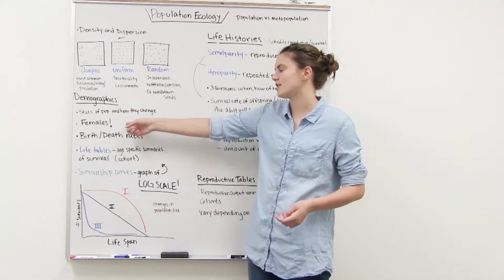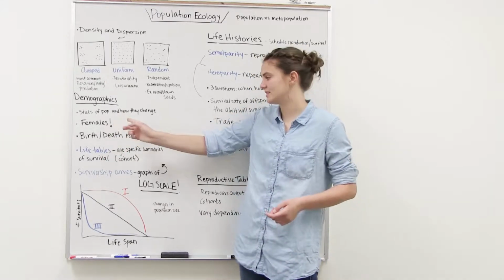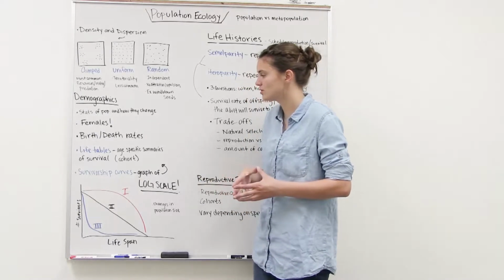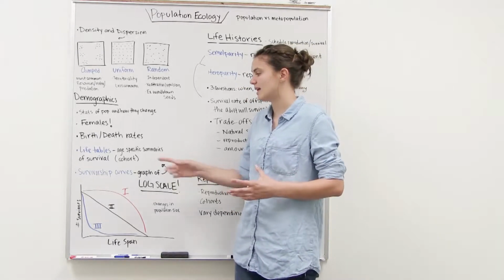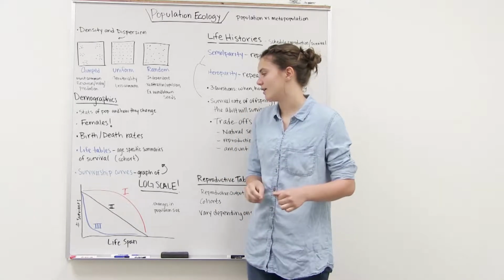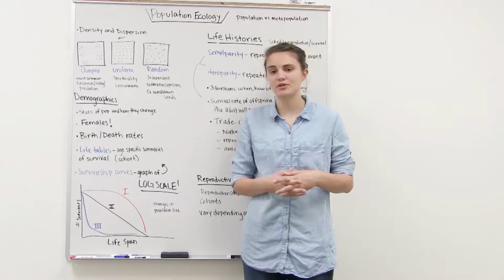And so for birth rates, we're going to be looking at females more, but we'll get into that in a second. So as far as this goes, we look at life tables, and life tables are these tables that ecologists make that track the age-specific summaries of survival.